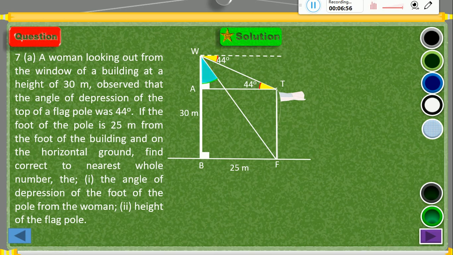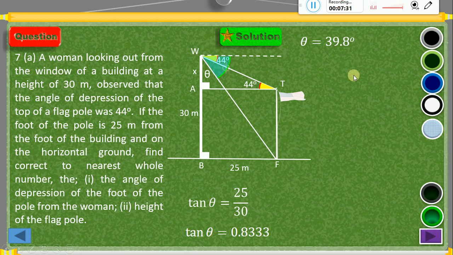So now we need this angle to be able to do the calculation we are required to do here. So that angle now will give us 25 over 30. Now that's opposite 25. Then the other side will be the adjacent, which is 30. Using calculator to divide that, we have 0.8333. Then that means theta should be arctan, that 39.8 degrees.